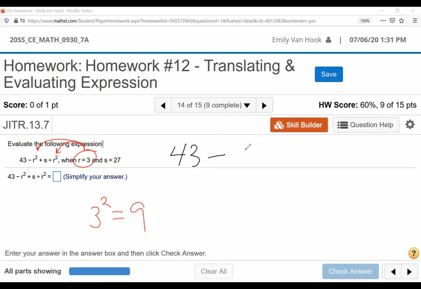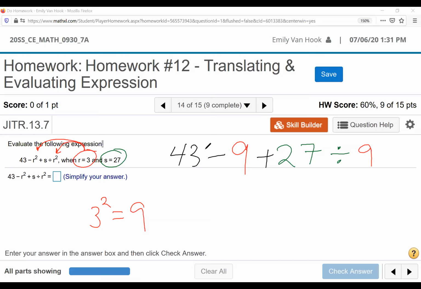So 43 minus 9 plus, instead of s, I'm going to write 27, and then divided by, instead of r squared, we did 3 squared, which is 9. So here's the full problem right now. 43 minus 9 plus 27 divided by 9.